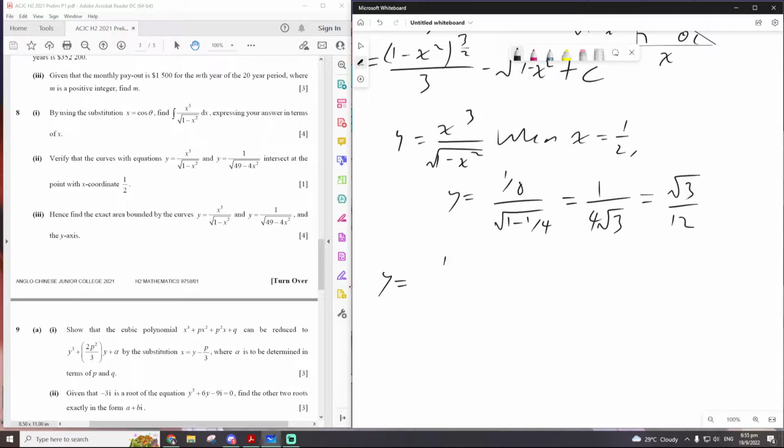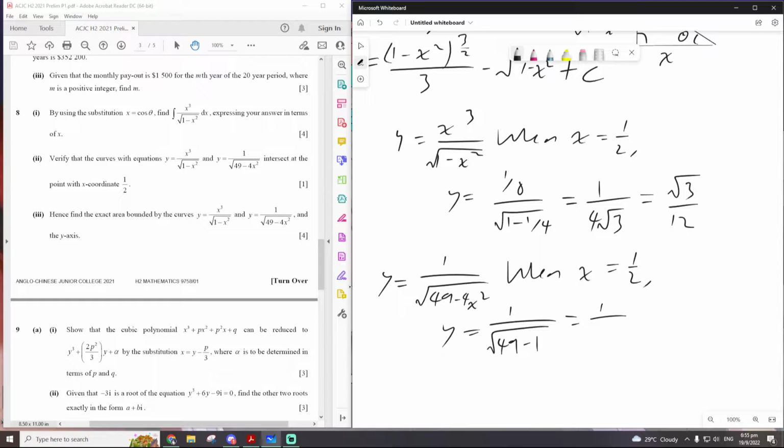y equals 1 over square root 49 minus 4x squared. When x equals half, y equals 1 divided by square root of 49 minus 1. This is 1 over root 48, which is, once again, root 48, which is 16 times 3, so this is 1 divided by 4 root 3. So that implies that also. So it's the same thing. Okay.